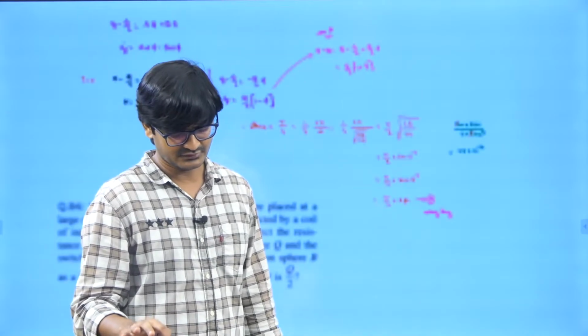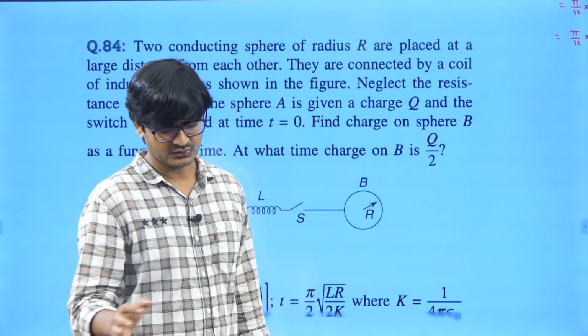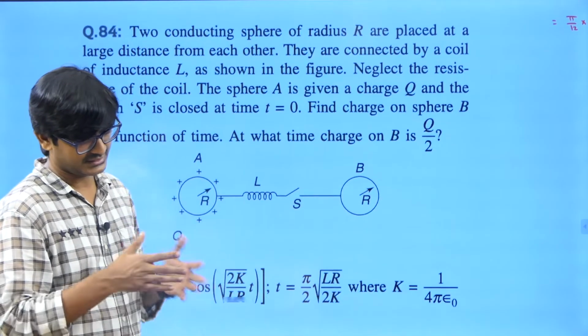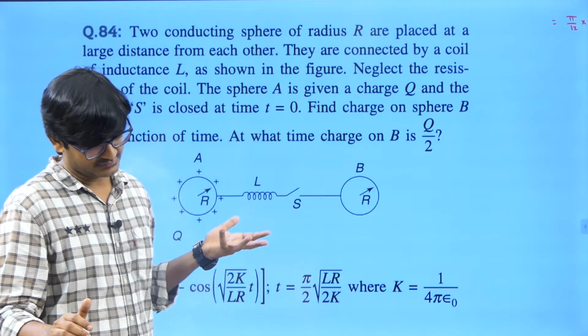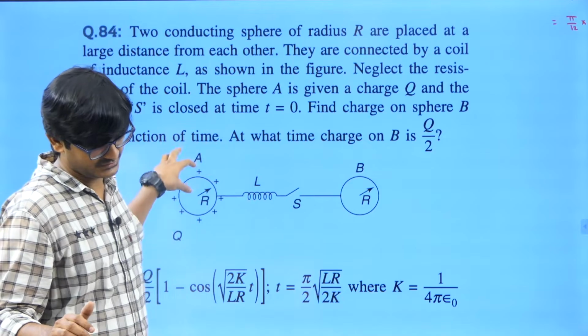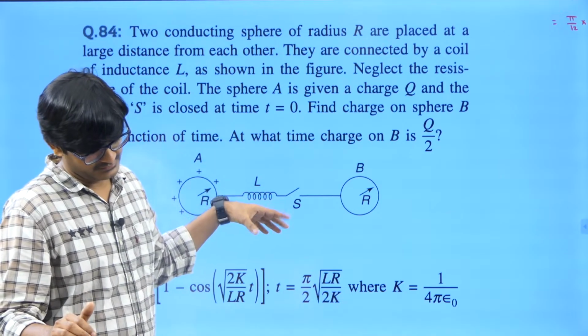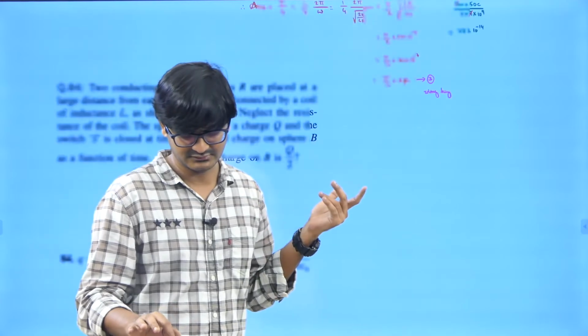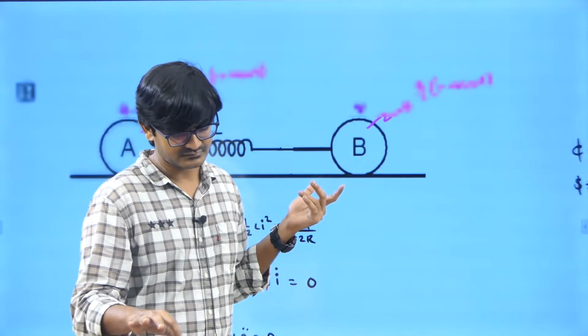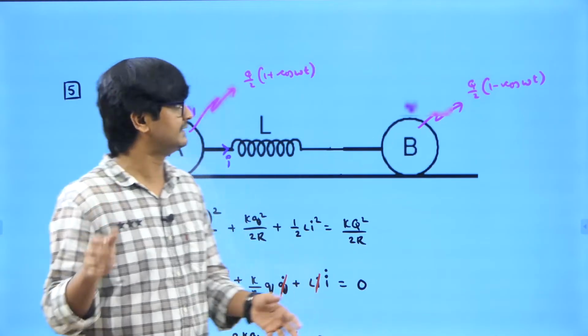Now similarly, if you go with the next question, there are two conducting spheres of radius r placed at a large distance from each other. They are connected by an inductance. Neglect the resistance of the coil. Sphere A is given a charge Q and the switch is closed. Then find the charge on sphere B as a function of time. At what time will the charge become Q by 2, and so on. So what I can do, I know it will be LC oscillation.